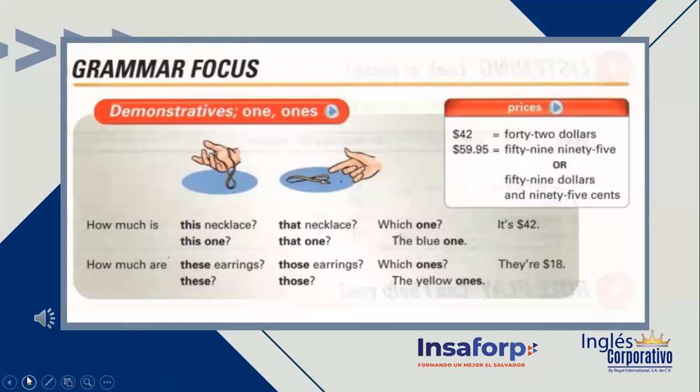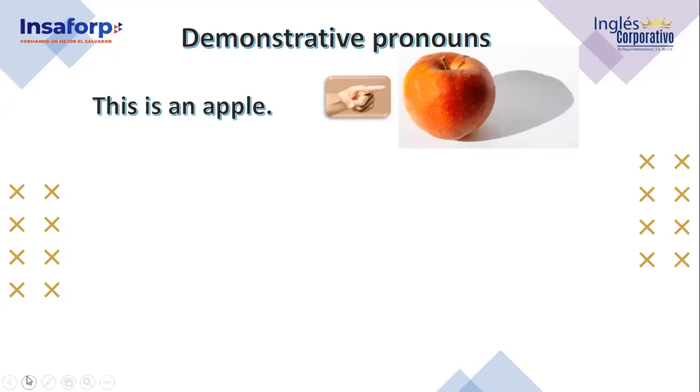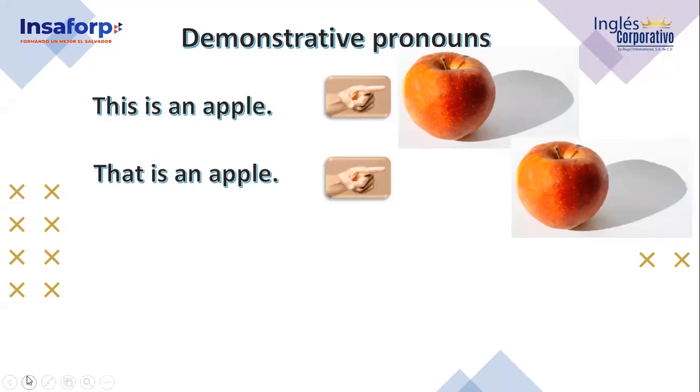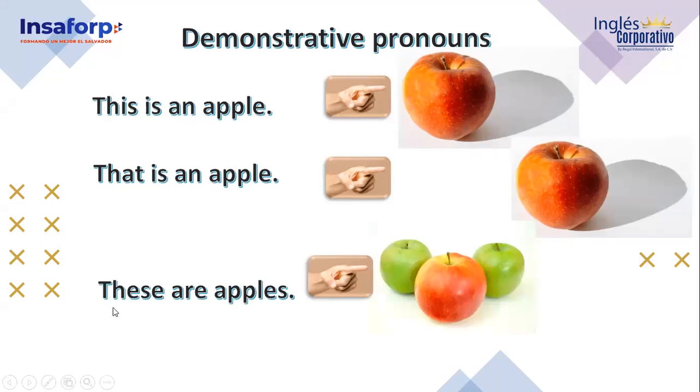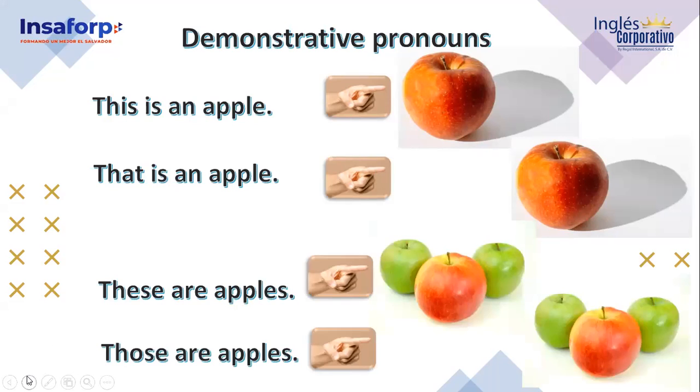No more questions, then let's continue. So this is an apple. So it means that the apple is near, right? And I can touch it. Then let's see, that is an apple. It means that the apple is far from me. And these are apples. Estas son manzanas and those are apples. Están lejos, ¿verdad? Así utilizamos this, that, these, and those. ¿Ok? No question in this part? And remember, this and that are for singular, and these and those for plural.